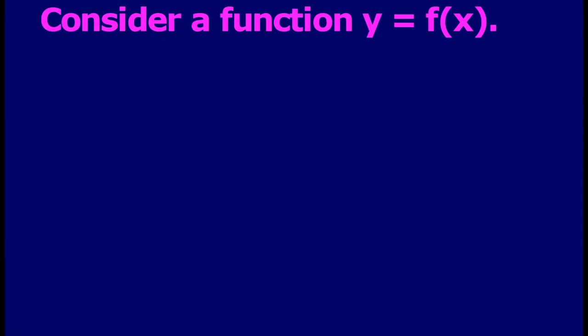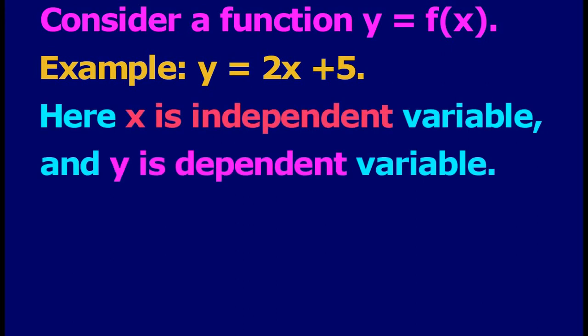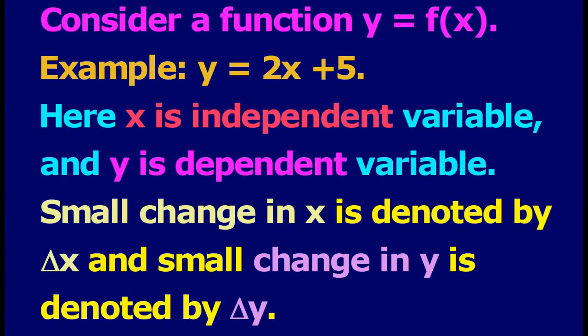Now consider a function y equal to f of x. We consider it is y equal to 2x plus 5. Here x is called the independent variable and y is called the dependent variable. So a small change in x is denoted by delta x and a small change in y is denoted by delta y. In this function, when the x value changes, the y value also changes. The value of y is dependent on x.